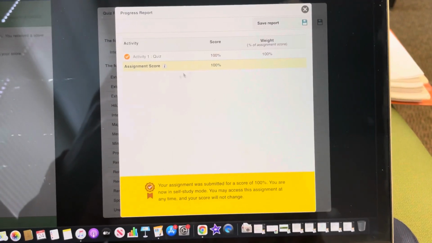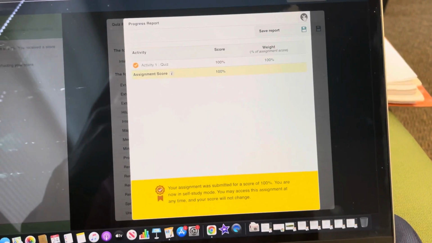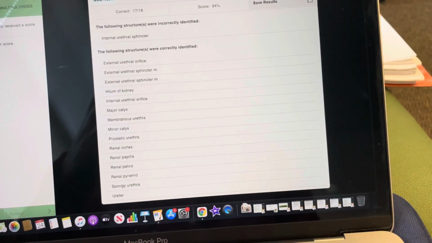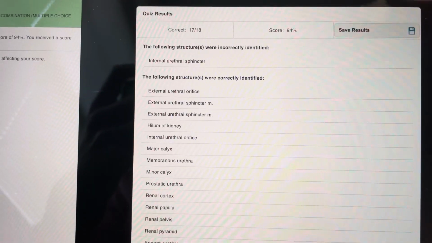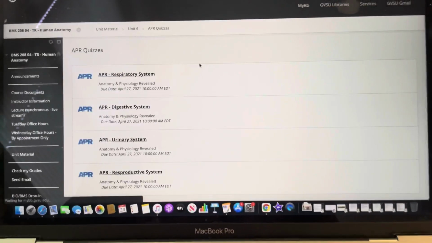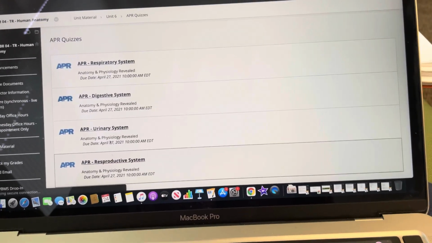That's the end of the urinary block. Got 100% on that because I technically got a 94, but that counts as 100. You can see that I got the internal urethral sphincter wrong. I misclicked. So we can go here to the last one, which is the reproductive system, and we're going to start that APR.